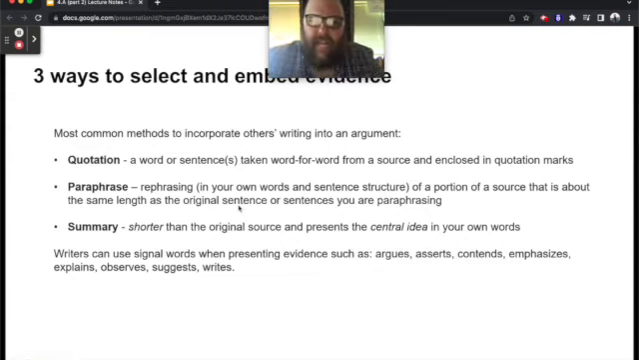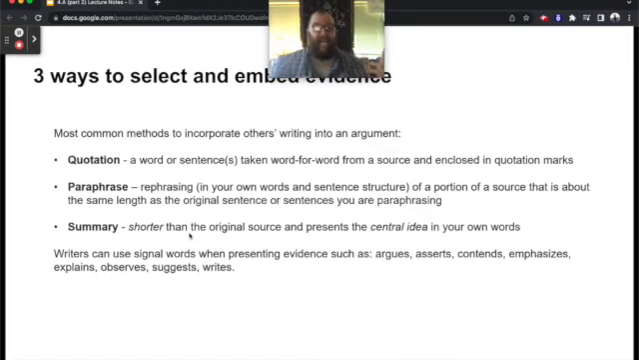So instead of saying that the author uses a very tense or intense tone, you might say combative tone, something like that, right? Changing the wording. Okay. Then there's a summary. This is shorter than the original source, and it presents the central idea in your own words.